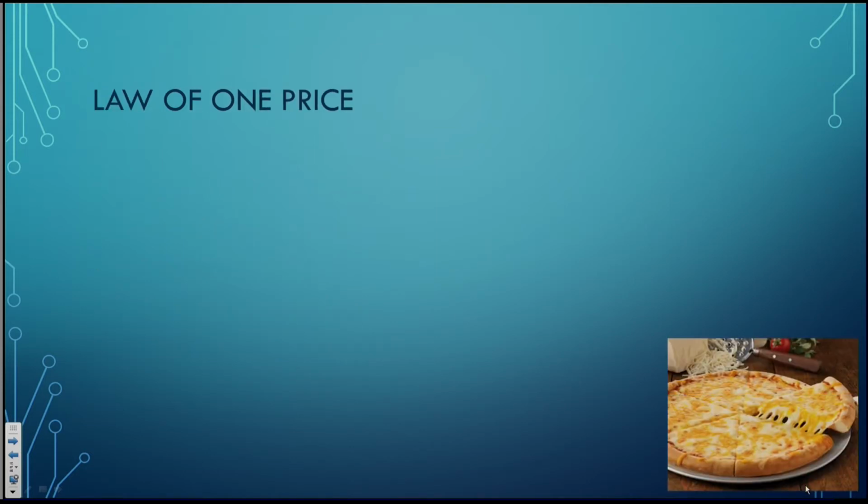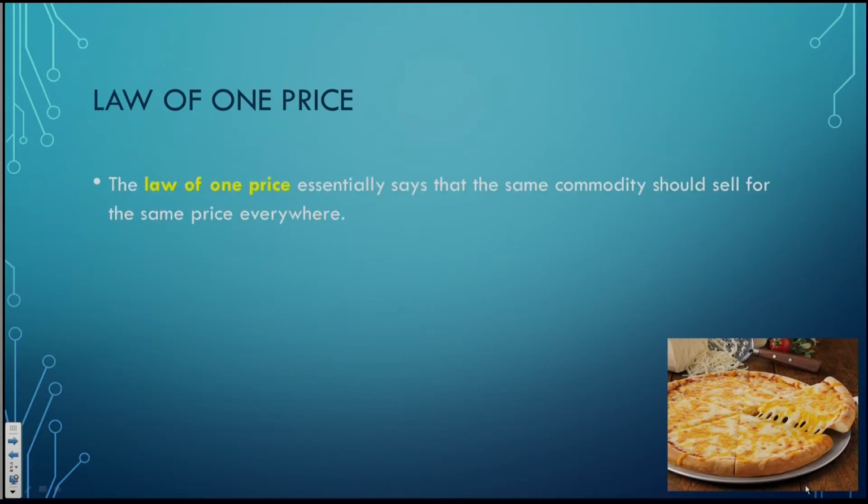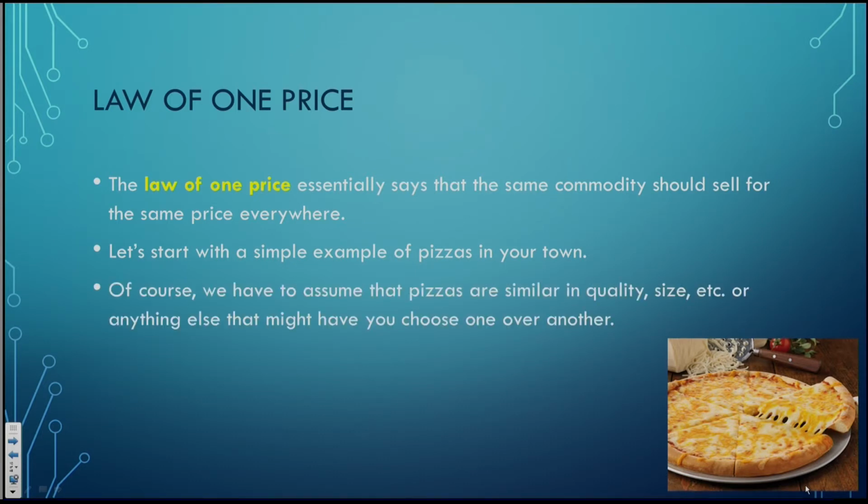Let's start with the law of one price. And we've seen this before, but let's review. The law of one price essentially says that the same commodity should sell for the same price everywhere. Let's start with a simple example of pizzas. Of course, we have to assume that pizzas in your town are similar in quality, in size, etc., anything that might have you choose one over the other. So we all probably have our favorite pizza place, but let's assume away all those things that might make pizzas different and assume that pizzas are identical.